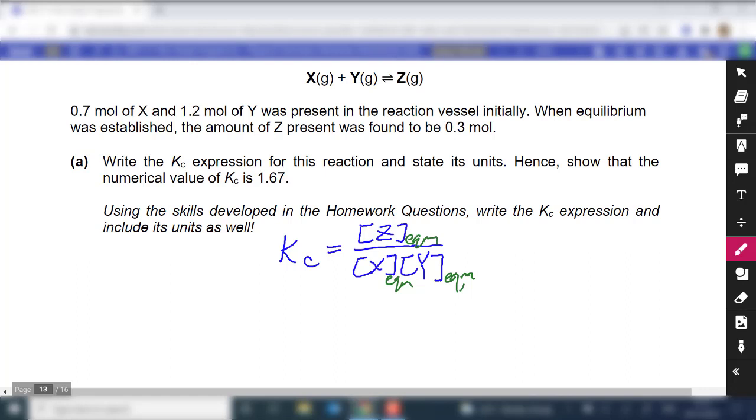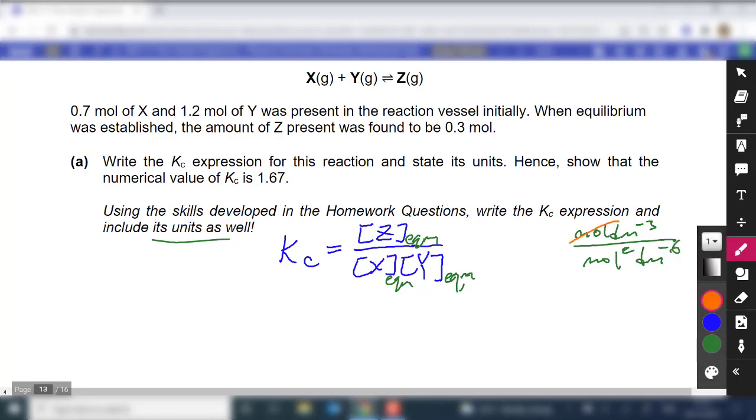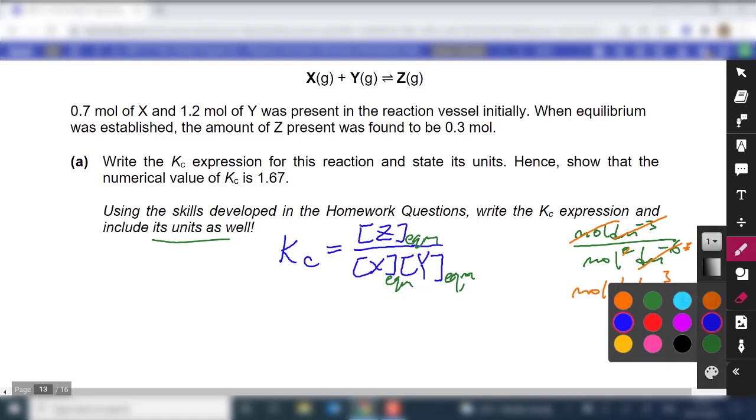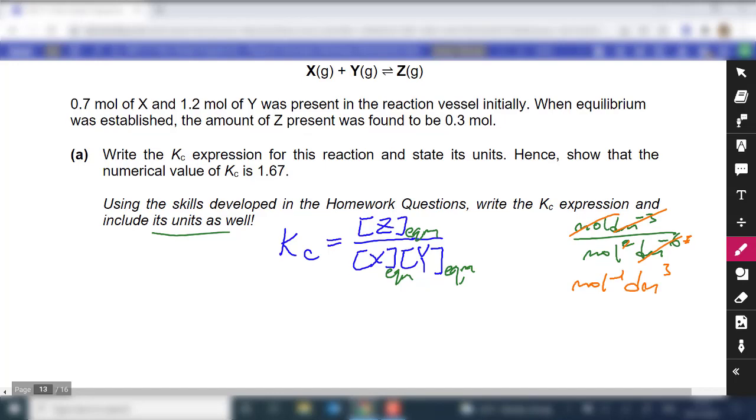And because we are looking at concentration, in order for us to derive the units, that will be mol per dm³ divided by mol² dm⁻⁶. Once we cancel the units, this is minus 3 here, so I'm going to get mol⁻¹ dm³. Okay, so this is how we derive the units.